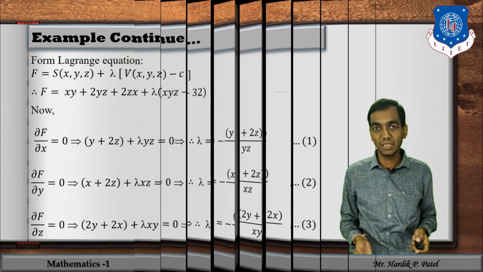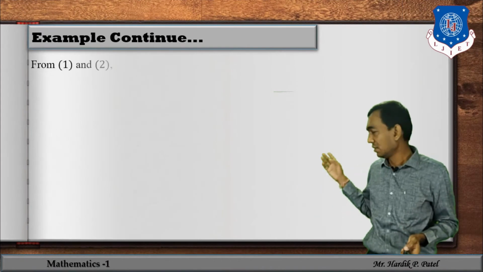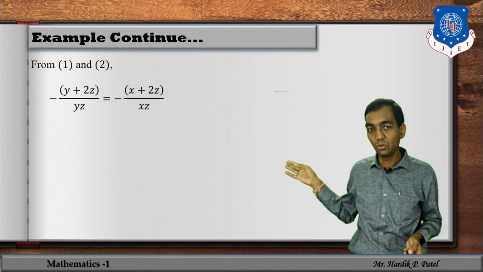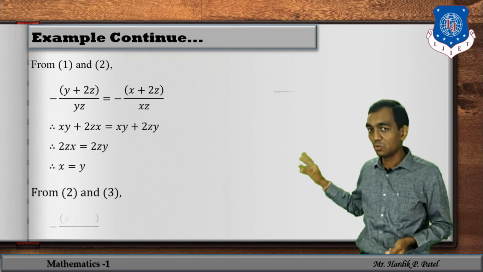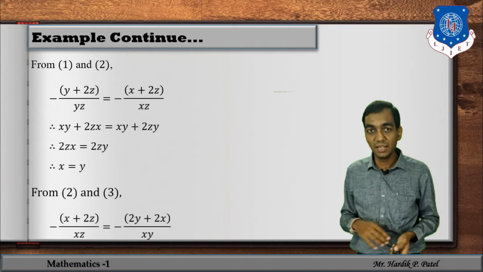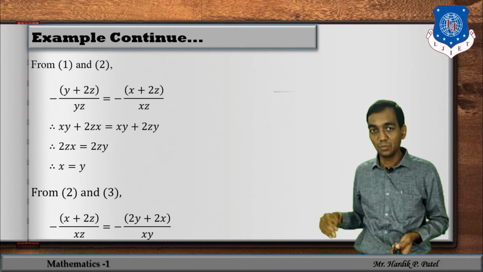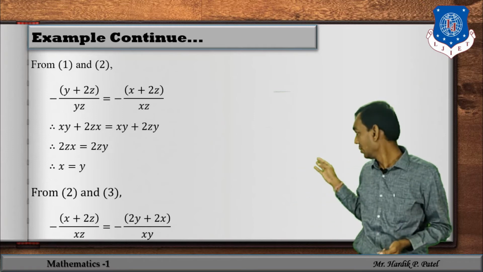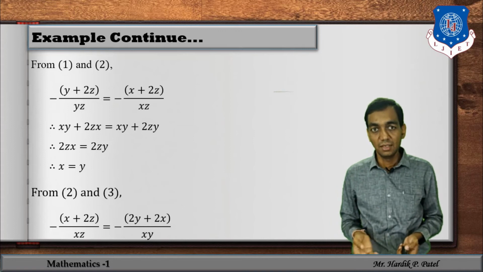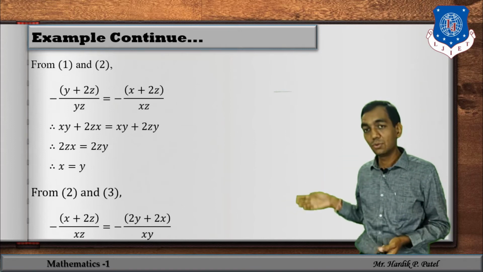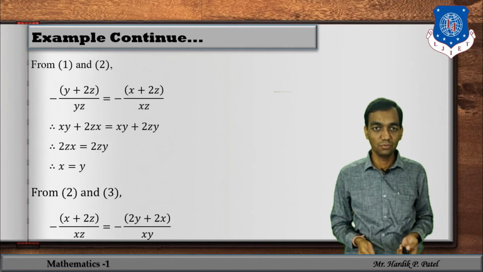Again, use the same method. First, equate equations 1 and 2. That will give you −(y + 2z)/yz = −(x + 2z)/xz. Cross multiply. That will give you xy + 2xz = xy + 2yz, and that will give you 2xz = 2yz. That will give you x = y.